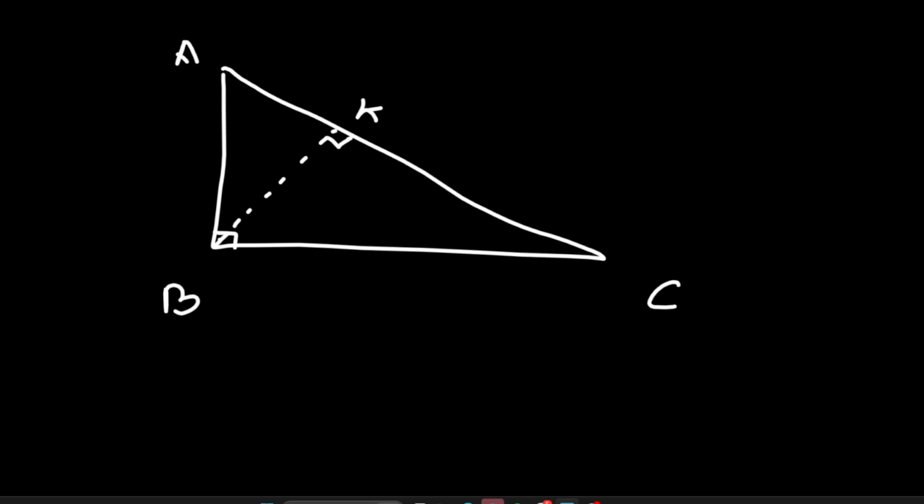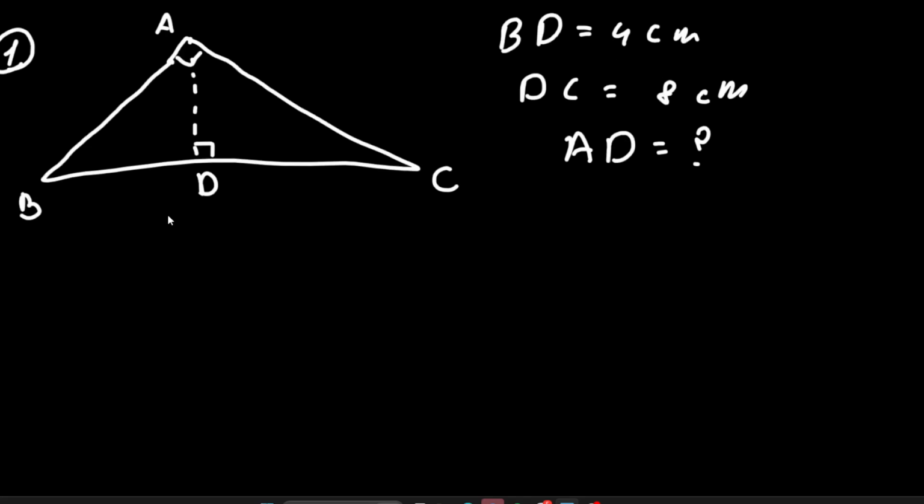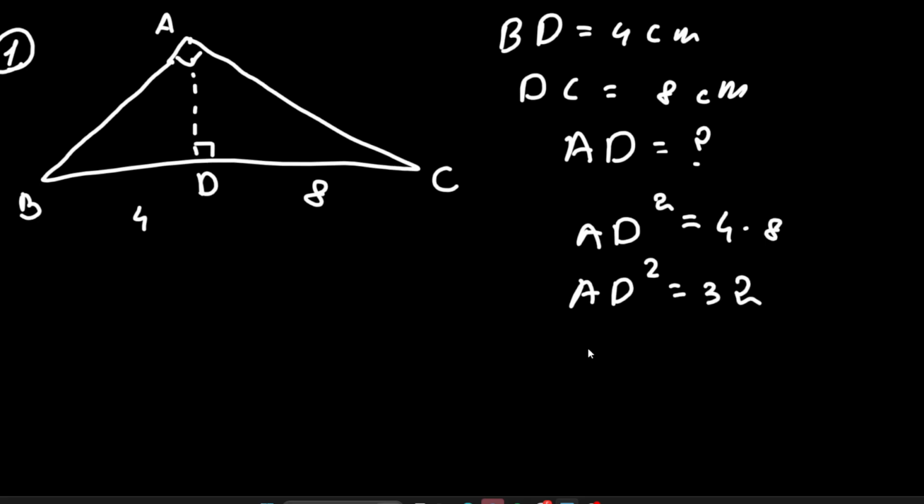Also there's another formula. The height squared is going to be equal to the first projection times the second projection. Alright? So not plus, times. So we can do 4 times 8. That'll give us the height squared. So you know that BD is 4, DC is 8. Multiply is 32. And then the square root of 32.